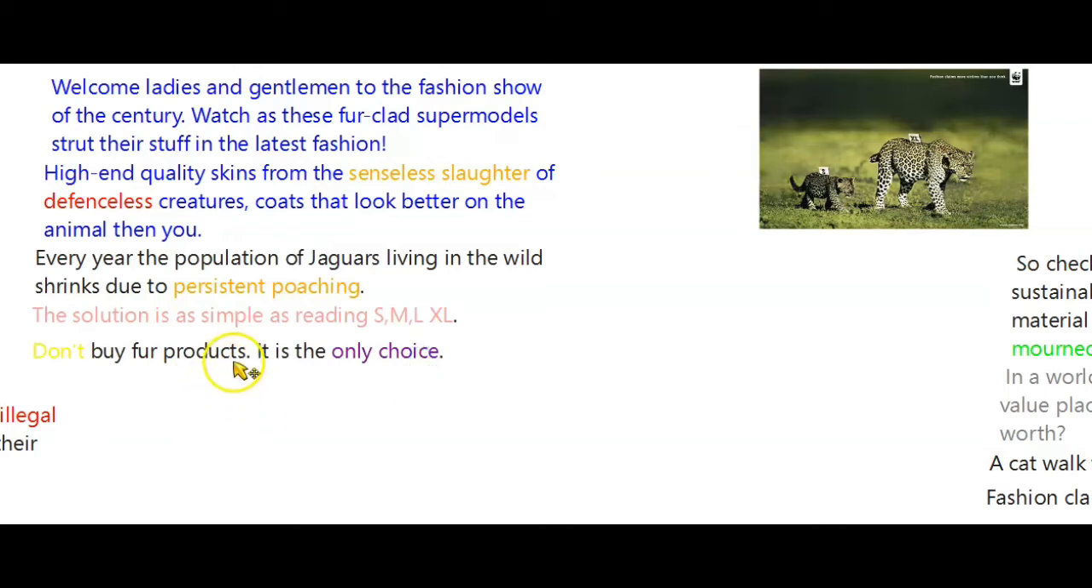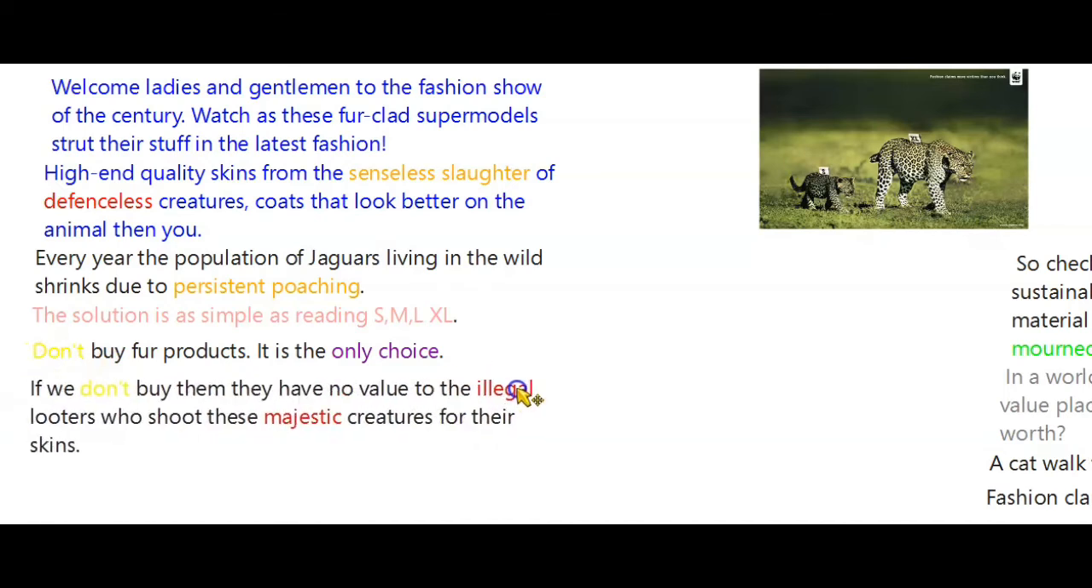Don't buy fur products. It is the only choice. That's my oxymoron. And I want to get repetition across in my advert, so I'm going to repeat that word don't. If we don't buy them, they have no value to the illegal looters who shoot these majestic creatures for their skins. I think calling the looters illegal looters and the creatures majestic creatures adds that emotive language, that pathos that I'm trying to create in the advert. On to my final few lines now.